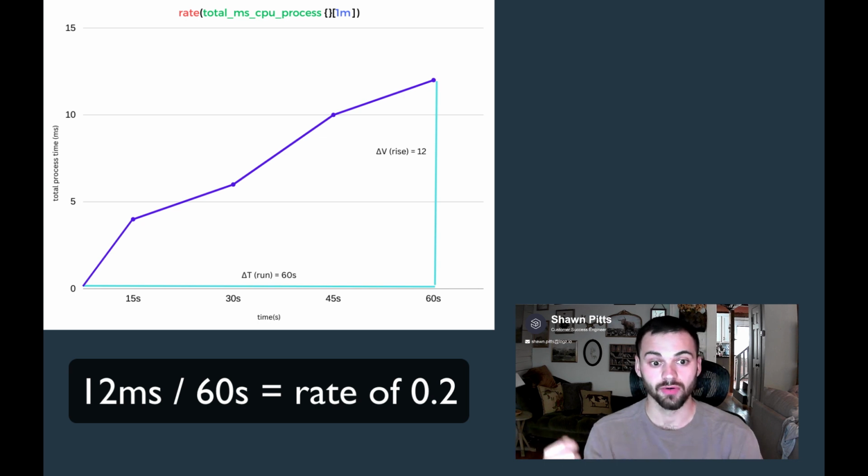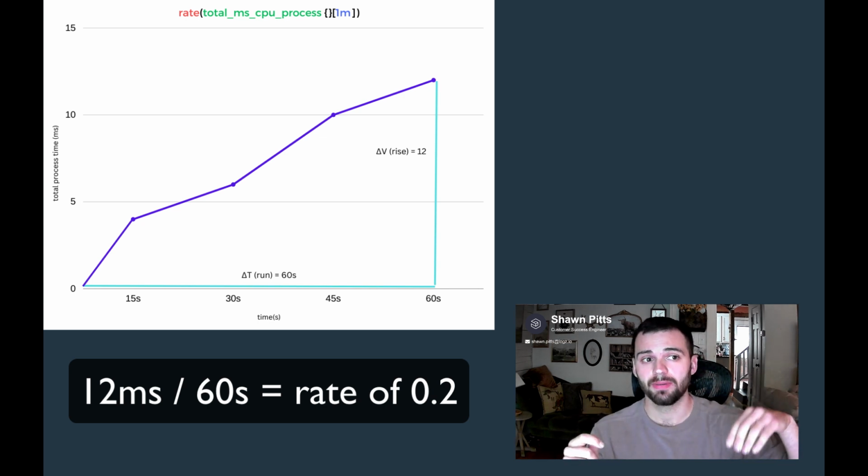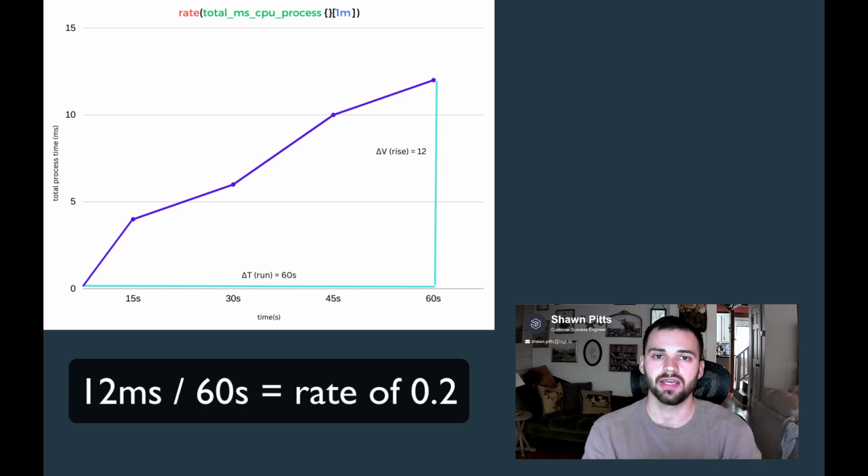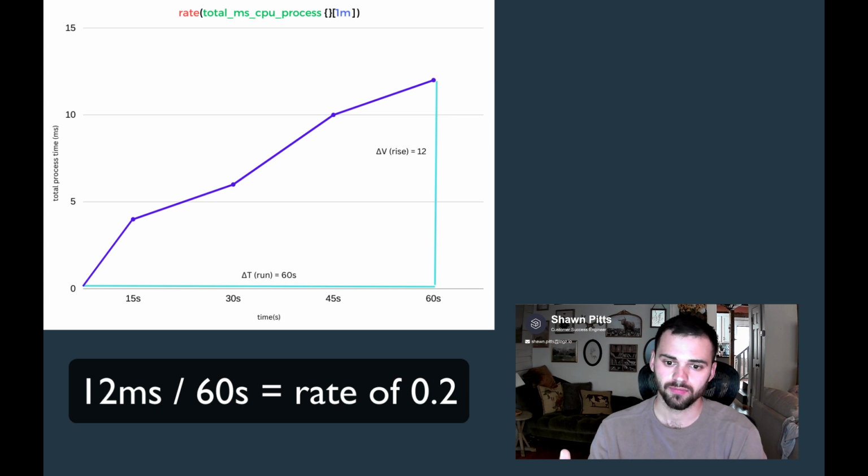Let's go rise over run, 12 divided by 60, 0.2. So now the per second rate is 0.2 within this frame. So that is how rate is calculated. It extrapolates data depending on if there are decreases, brings it up, calculates that with the last data point, then takes the first data point and the last data point in that range vector window, and then calculates the slope.